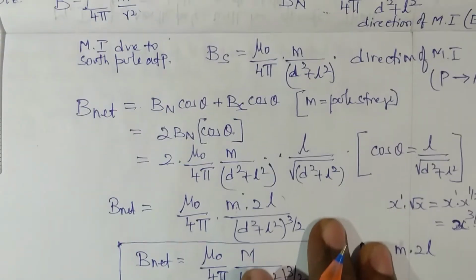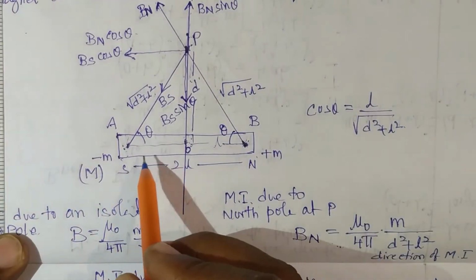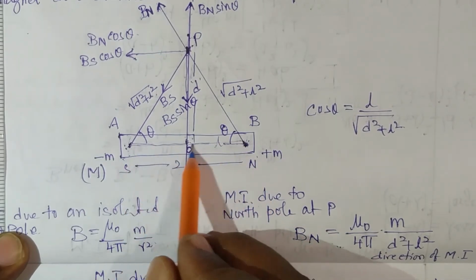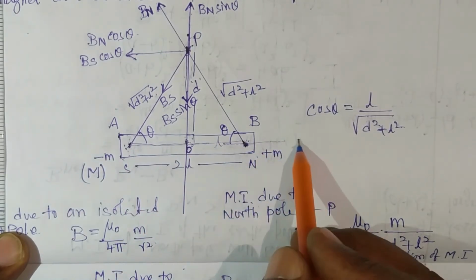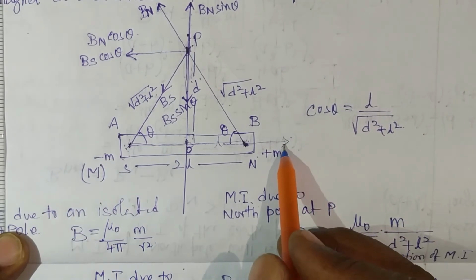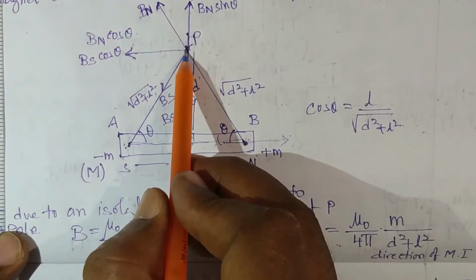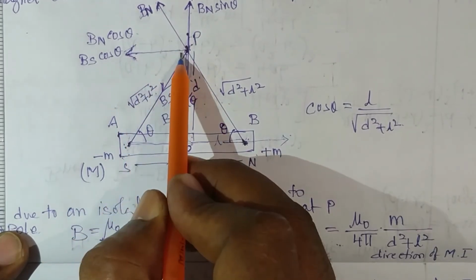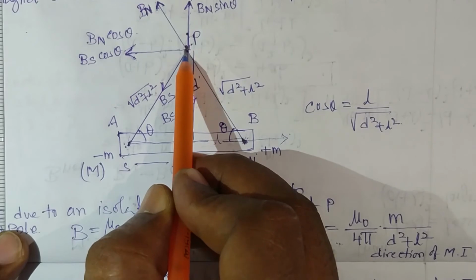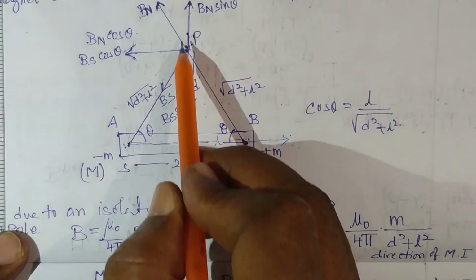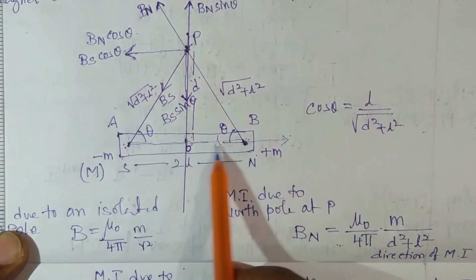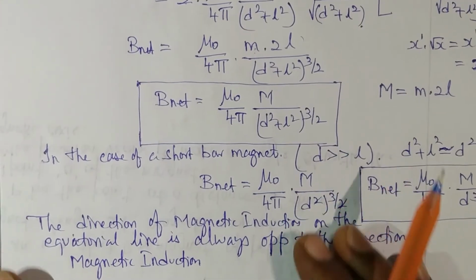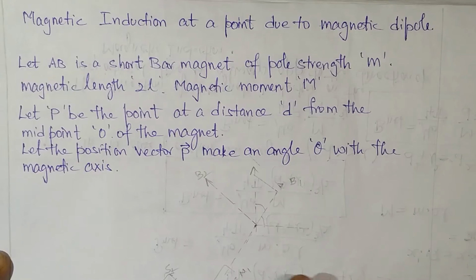You see again here in this diagram, the direction of magnetic moment of this bar magnet is where? From south to north pole. This is the direction of magnetic moment of this bar magnet. So what is the direction of magnetic induction at this point P? It is in this direction. Therefore the direction of magnetic induction at a point P on the equatorial line is opposite to the direction of magnetic moment of the bar magnet. This is one important concept which we must keep in mind.